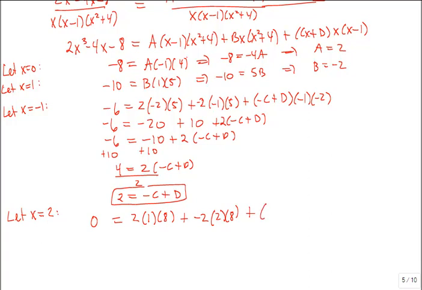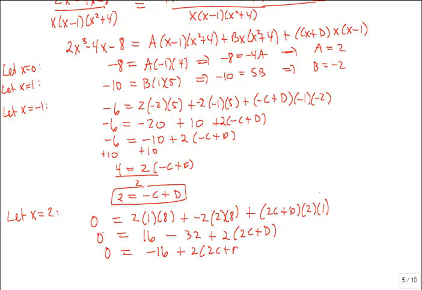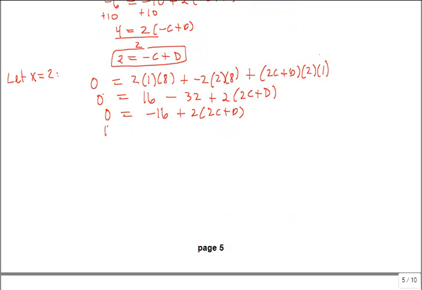And then when we plug in 2 here, we're going to get 2c plus d times 2 times 2 minus 1, which is 1. So this is 0 equals 16 minus 4 times 8, which is 32, plus that 2 right here, which I'm going to put in front of my 2c plus d. So this is 0 equals negative 16 plus all this other stuff. If I add the 16 over to the other side and divide by 2, I get 8 equals 2c plus d. There's my second equation in my 2 by 2 system.